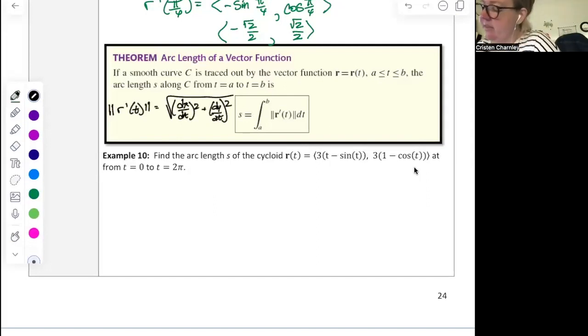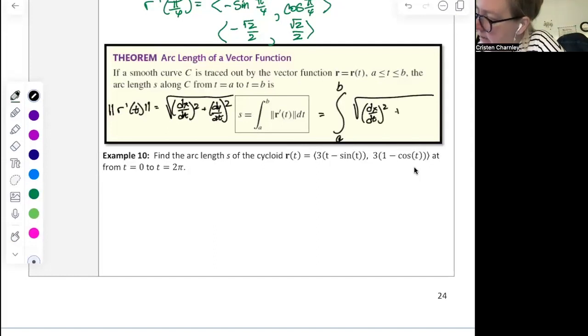So if you want to write this out the long way without that symbol in there, you could tell me that it's the integral from A to B, the square root of dx dt squared plus dy dt squared, and here's a dt at the end.